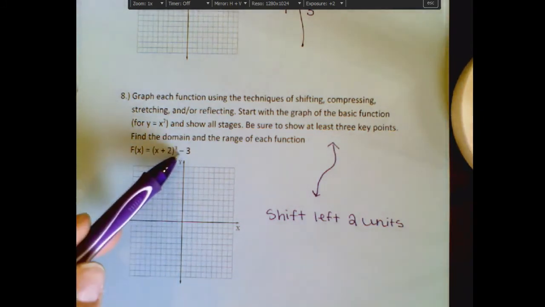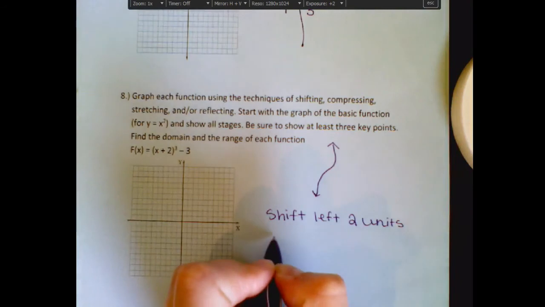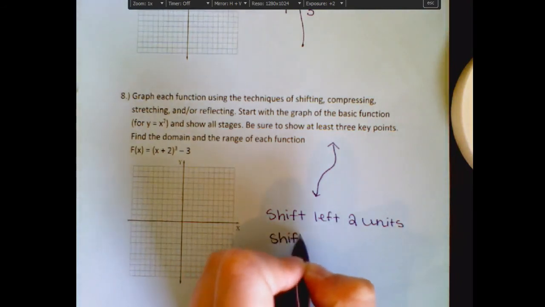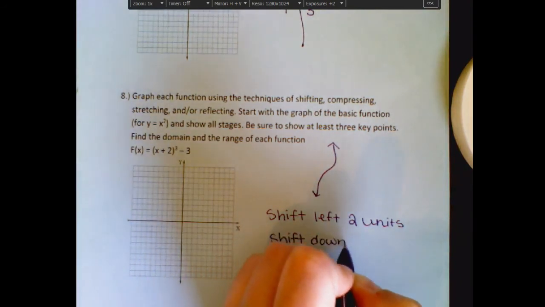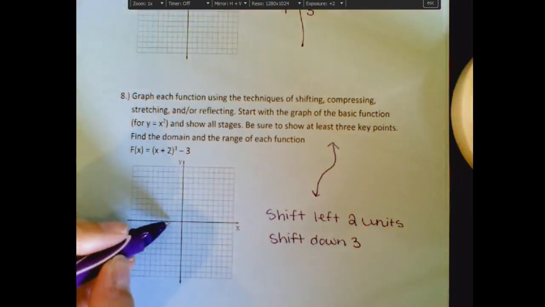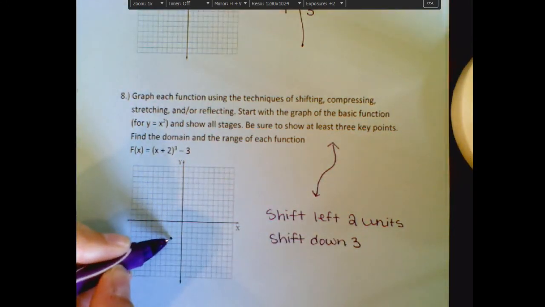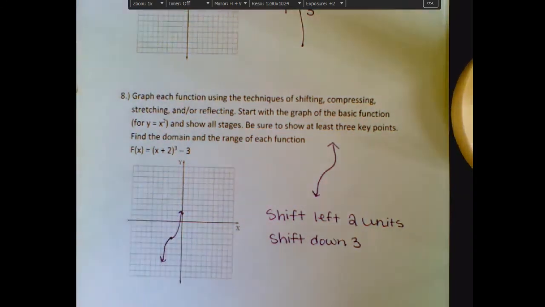Then I have a vertical shift down by 3. Shift down 3. So what's your 1, 2, 3? Right? So it looks something like that. You could also substitute in a couple of key points. In this case, you're not going to have to really think about them. You could just do 1, -1, 0 to kind of see where your points are going to be.